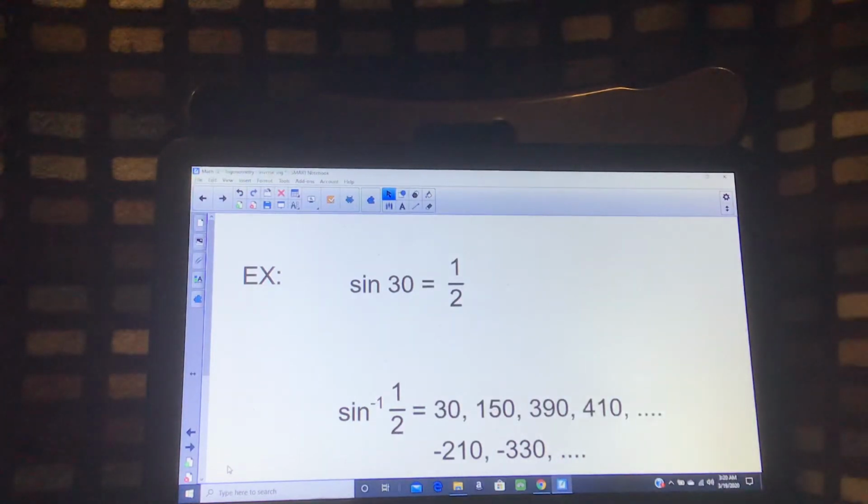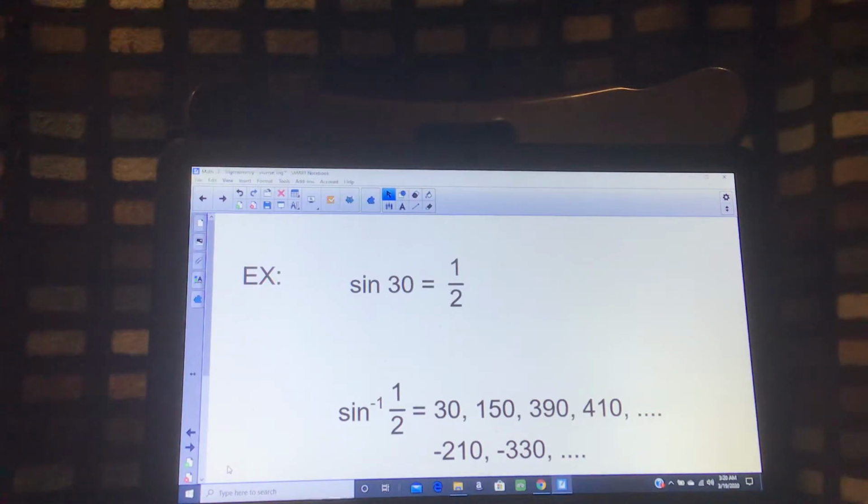Now, I had mentioned the problem is that there are many answers to this. There are lots of angles that give a sine of 1/2 because of the cyclical nature of the unit circle. 30 is an answer, 150 is an answer, 390 is an answer, and then there are negative answers. There's -210, -330. I put the dots because the more you're willing to go around the circle, the more answers you get.